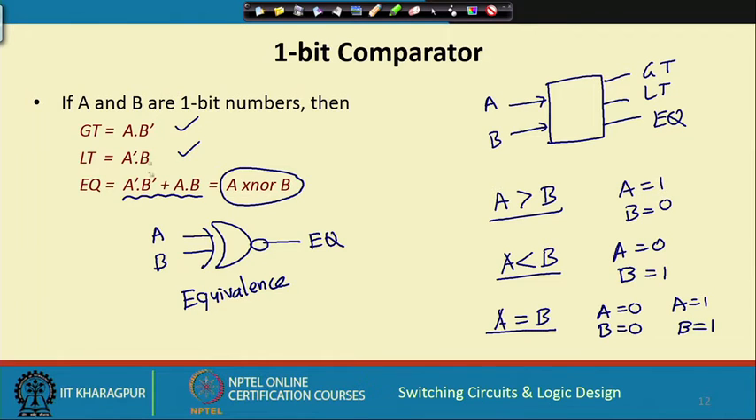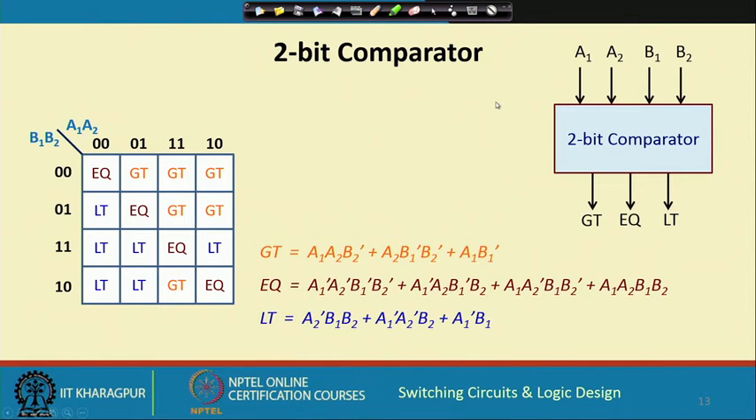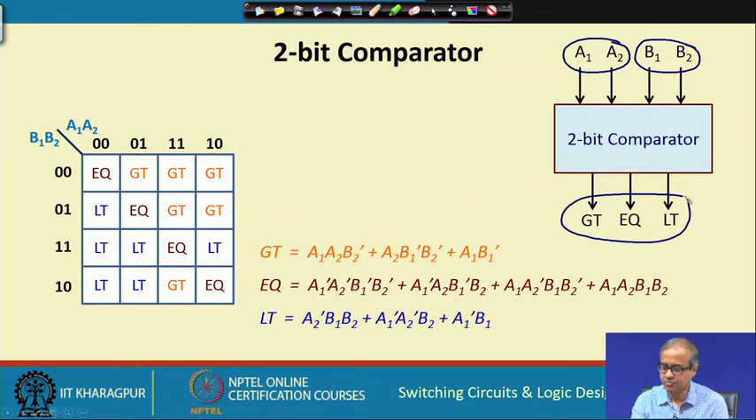Okay, a 1 bit comparator is very easy to design. Let us look into larger size comparators. Let us say a 2 bit comparator. Here I am assuming that the numbers are 2 bits, A1 A2 is one number, B1 B2 is another number, and I want to generate the 3 outputs.